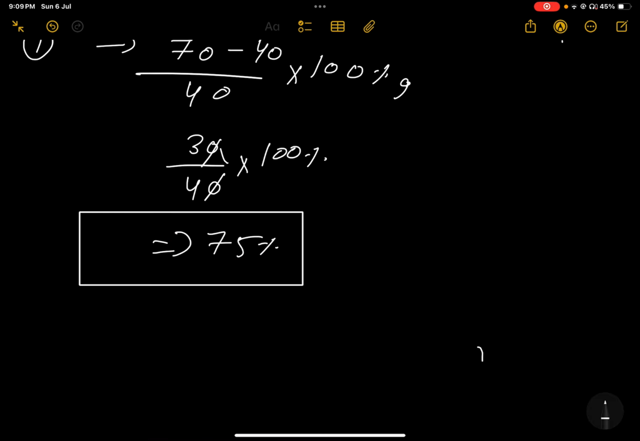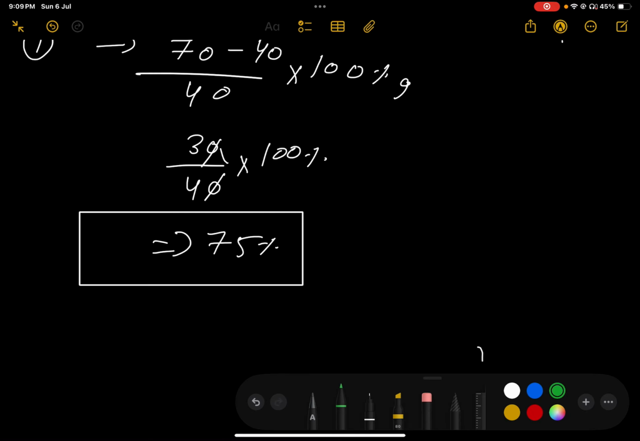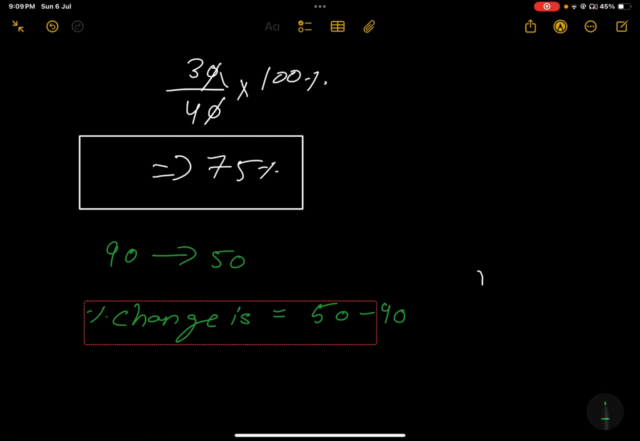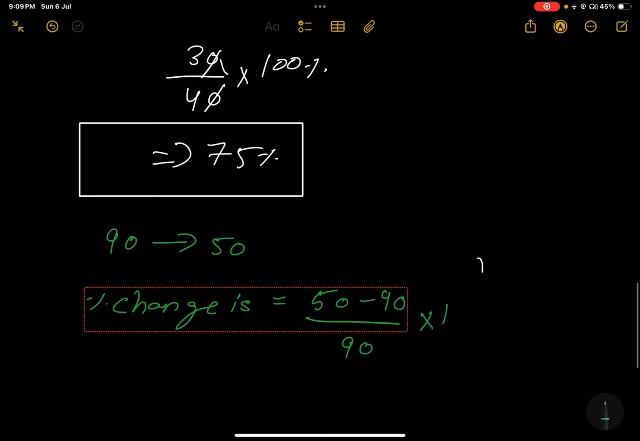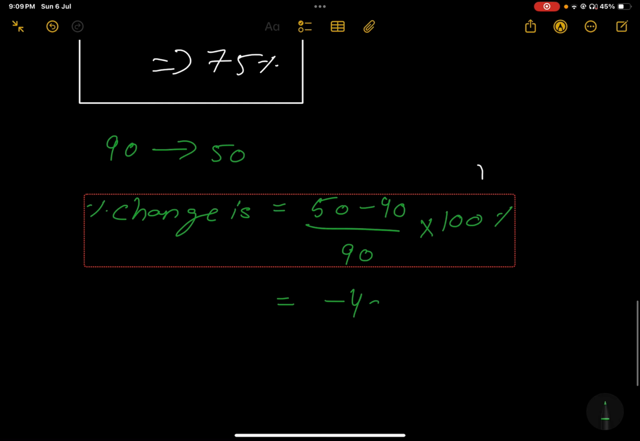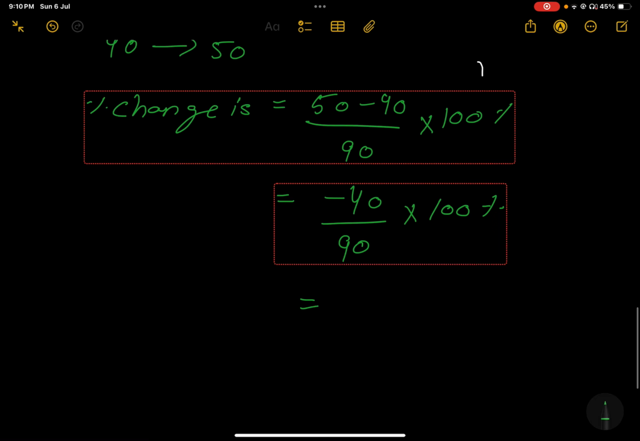Let's use some other colors to describe more beautifully. 90 to 50. Let's change this question. So the percentage of change is 50 minus 90 by 90 into 100. So the answer will be minus 40 by 90 into 100, which is equal to the percentage of change. If we use the calculator, we'll get minus 44 point something.